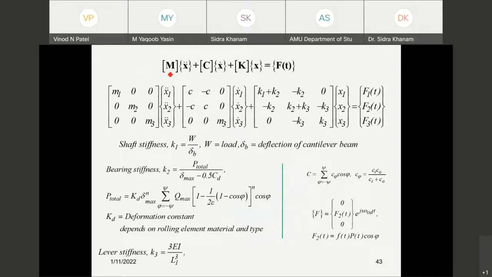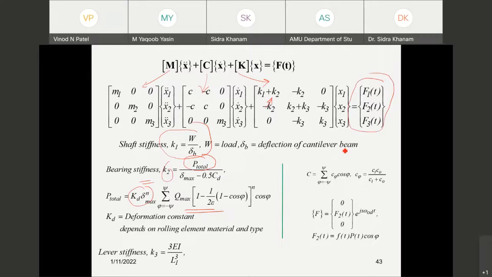This is the simple mass matrix, damping matrix, and this is the stiffness matrix. For this one, the stiffnesses and other things used were linear stiffnesses. This K2 bearing stiffness was derived based on the total load acting on it, as we discussed in this particular equation, and the K delta raised to n part has been added over here, and the value of K2 has been used in this particular matrix. Here F1, F2, F3 are considered for the consideration of defect.